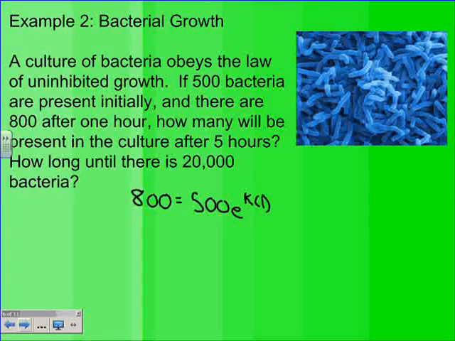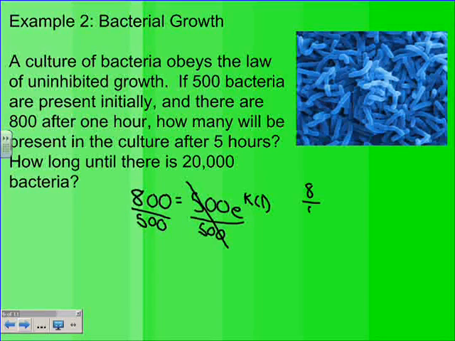So now we're just going to solve this for k, and we're going to do that just like we did when we were solving for t last time. That's an exponent with a variable. So divide by 500. I'm just going to leave that as a fraction for right now. So 8/5 equals e to the k.